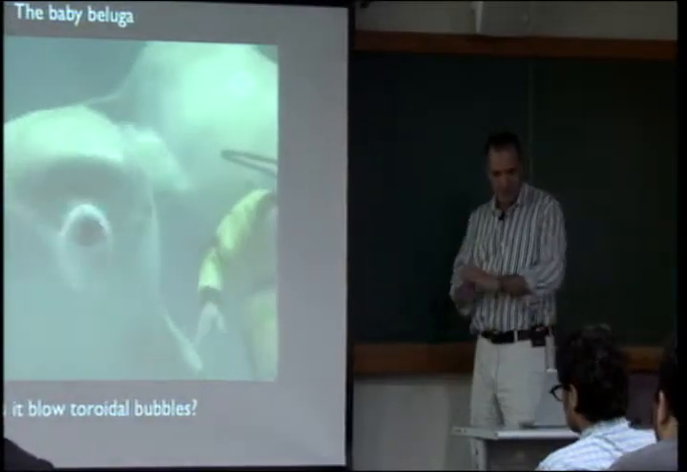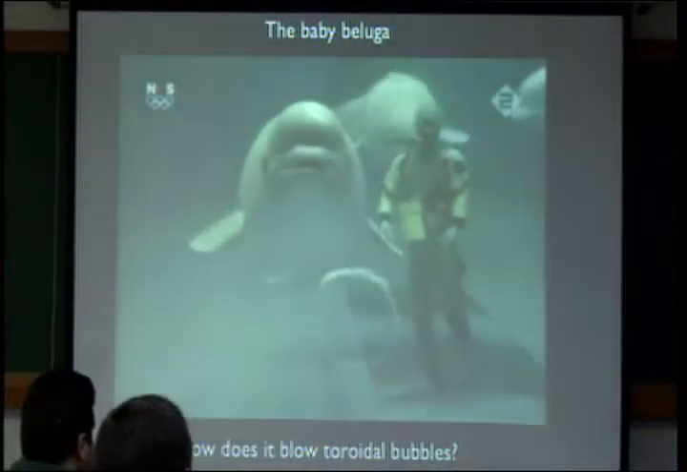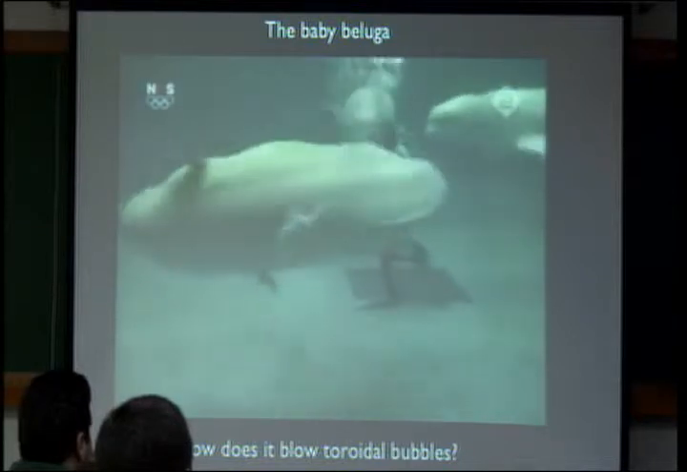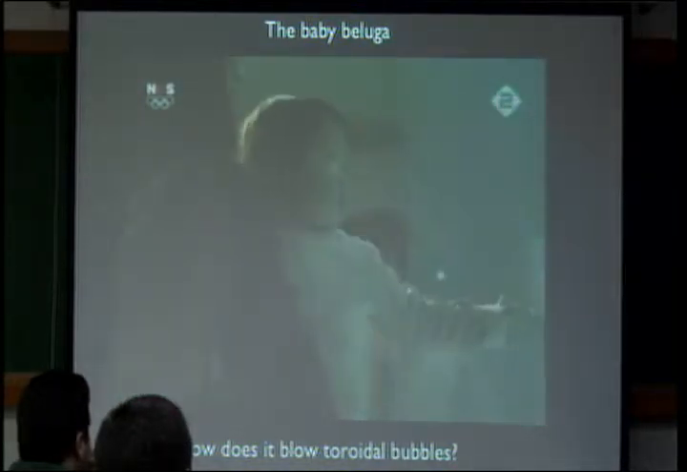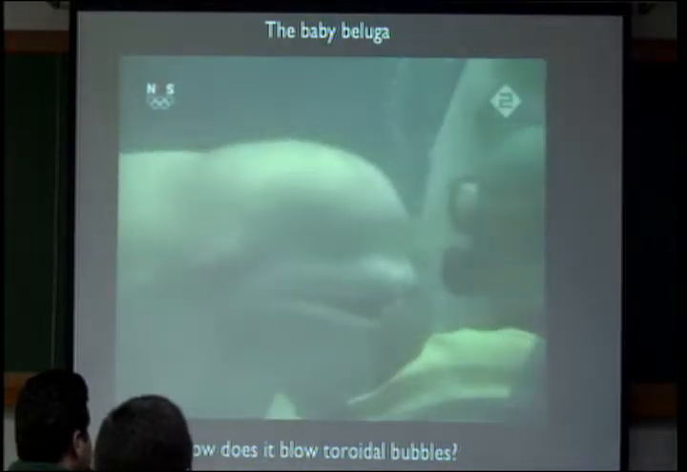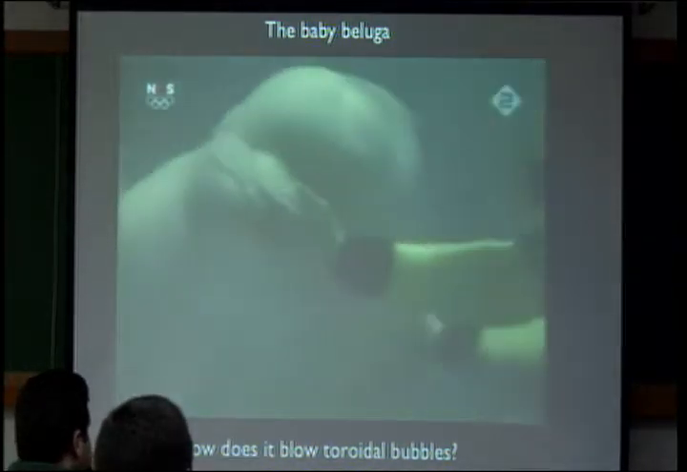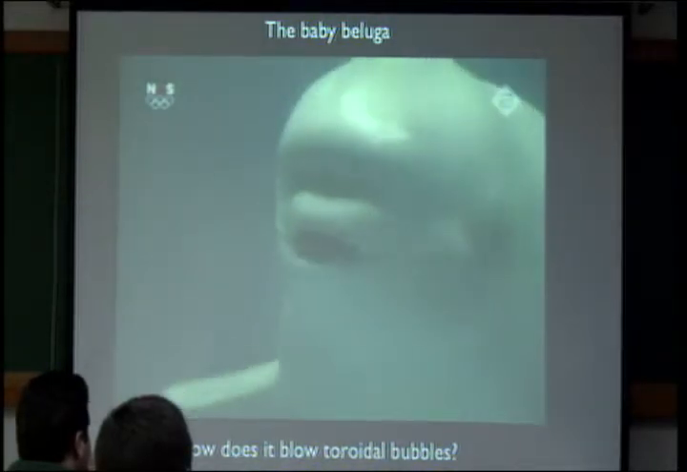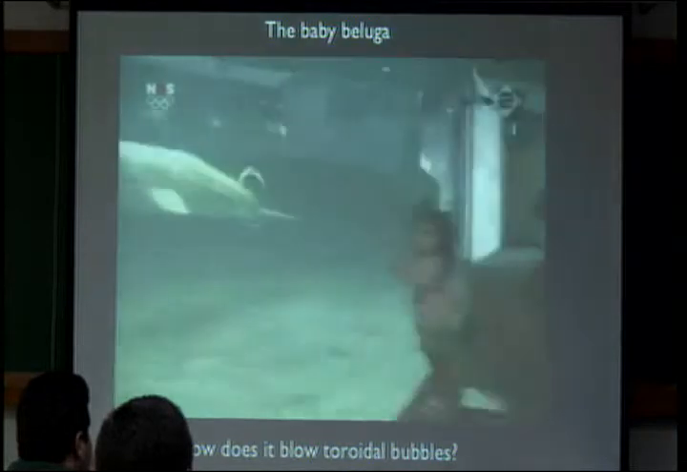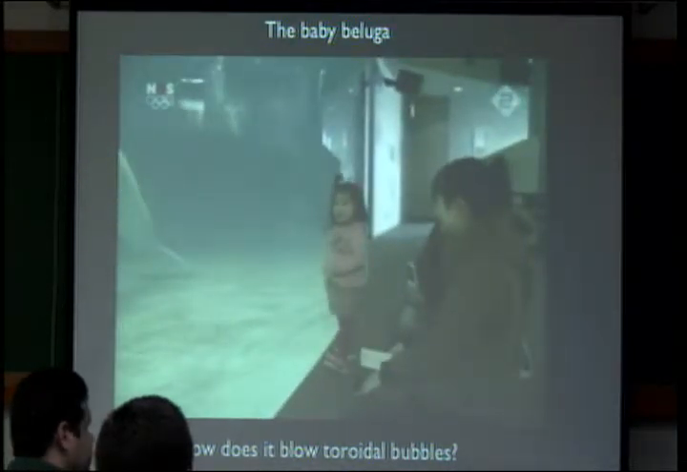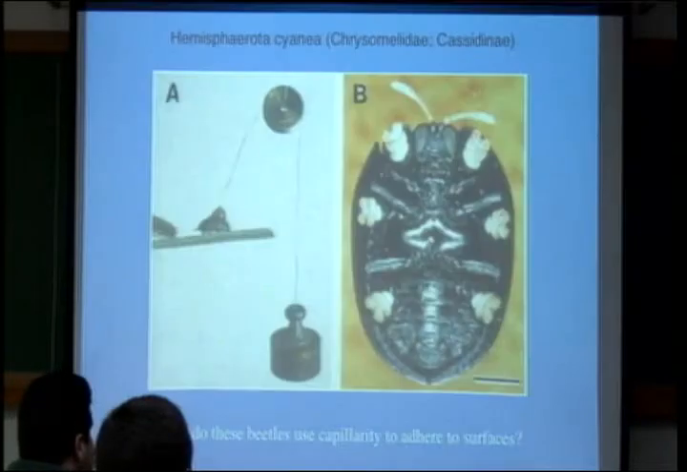Okay, and so this is not such a small creature, but here's one which actually evidently knows how to use surface tension. It is a baby beluga blowing a toroidal bubble. I like the response of the animal. It clearly knows what it's doing. So we'll come to toroidal bubbles.